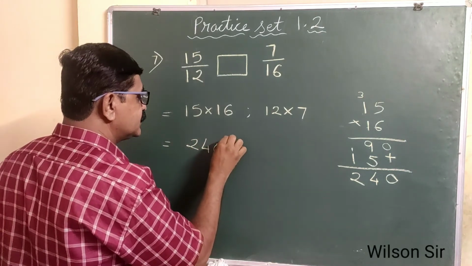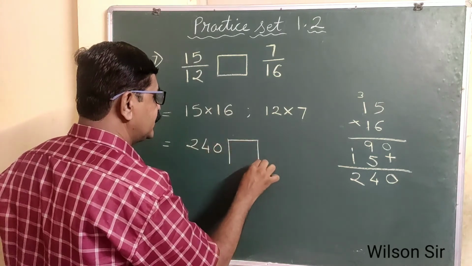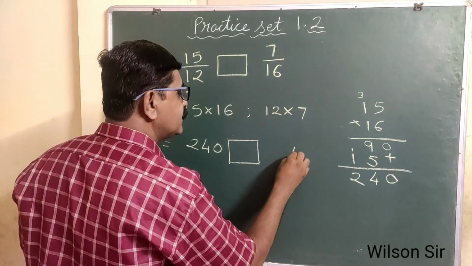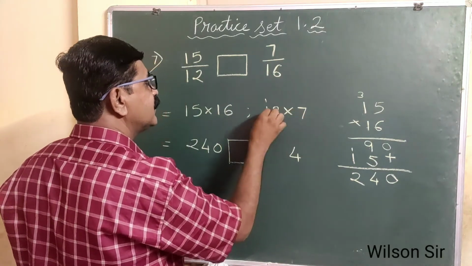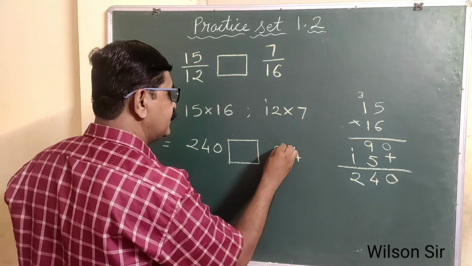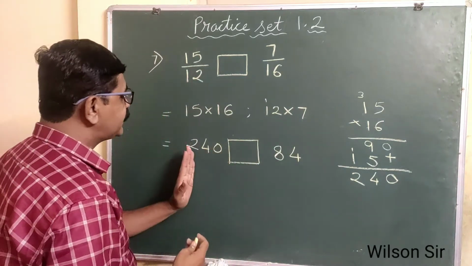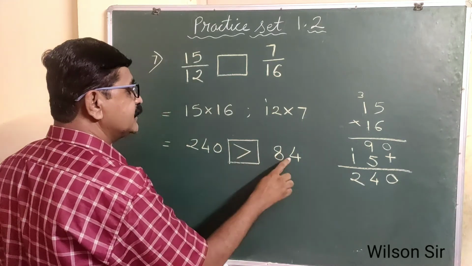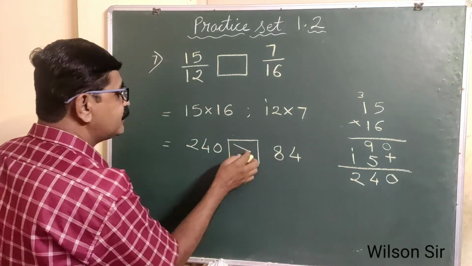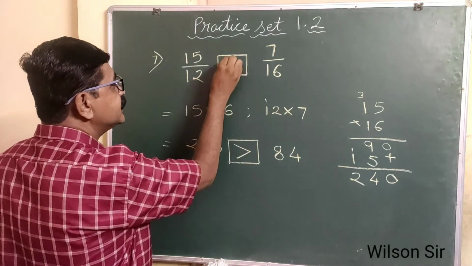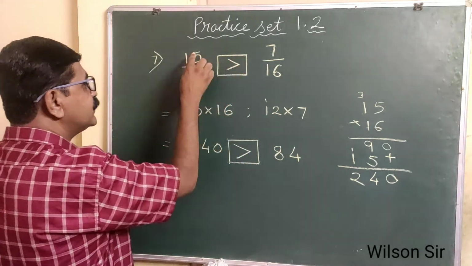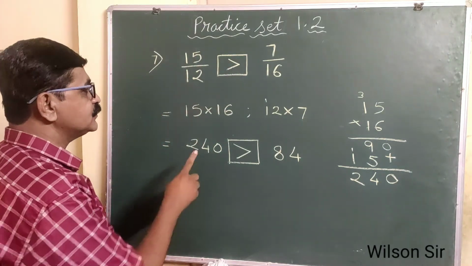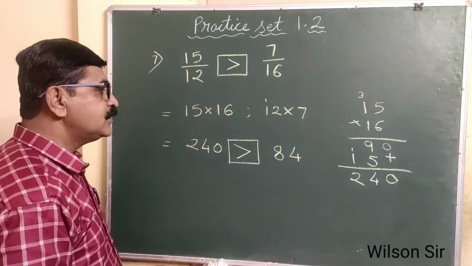Then at this point you will get 12 into 7: 7 2s are 14, carry 1, 7 1s are 7 and 1 is 8, so 84. So the left hand side is greater than the right hand side, so the same sign you will put here. So 15 upon 12 is greater than 7 upon 16. So in this way you have to solve the problem.